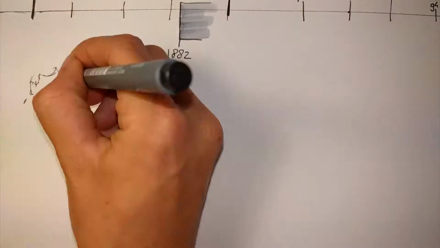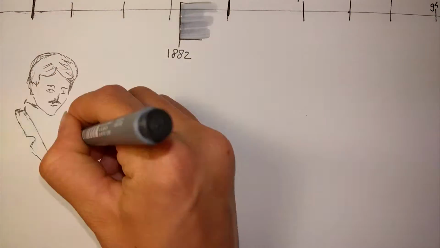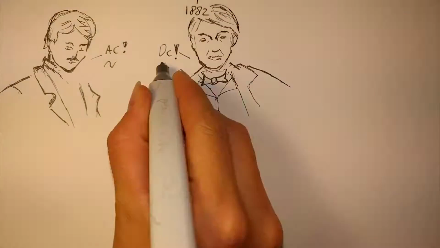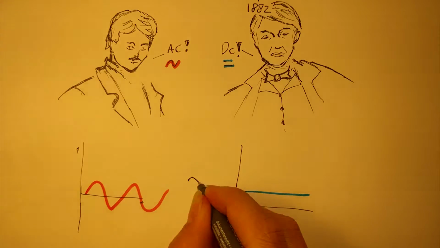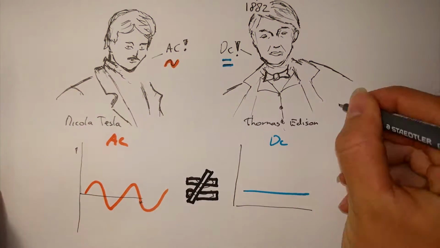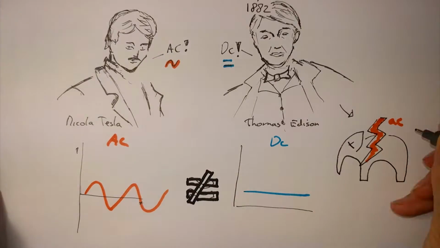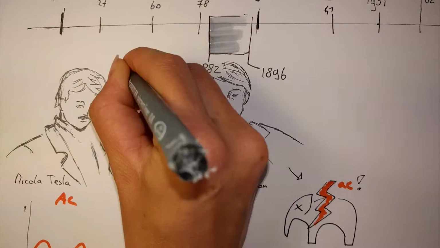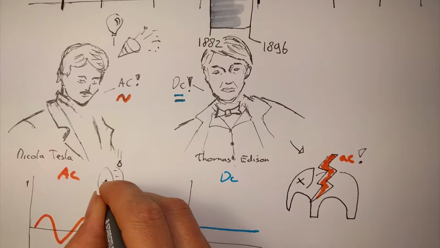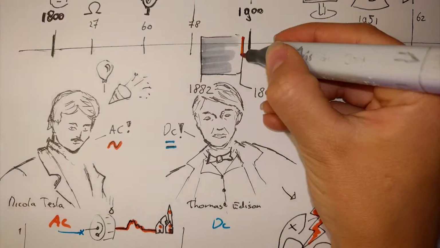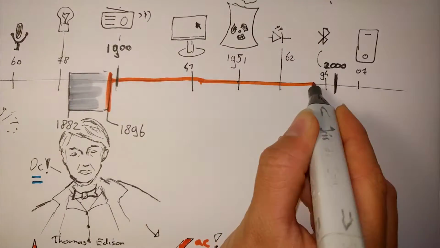In 1882, inventor Thomas Edison first hired Nikola Tesla. Edison was pro-DC, but Tesla went pro-AC. AC and DC may seem alike, but they work quite differently. In this rivalry, Edison even tried to win by electrocuting an elephant with AC to show how dangerous it was. Eventually, AC won by being the first to transport energy over a long distance. And this is why we have AC in the grid today.